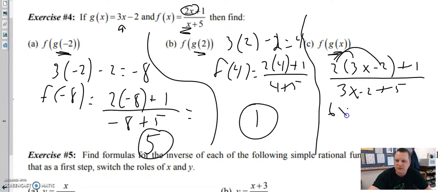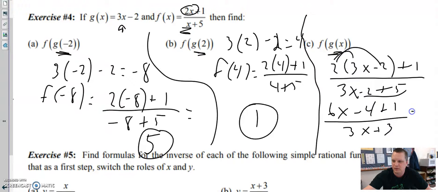So you have (6x - 4 + 1) all over (3x + 3). Okay? Because I combined these two. So then this equals, I'm going to run out of space, (6x - 3) all over (3x + 3). And you would go further and factor out a 3.